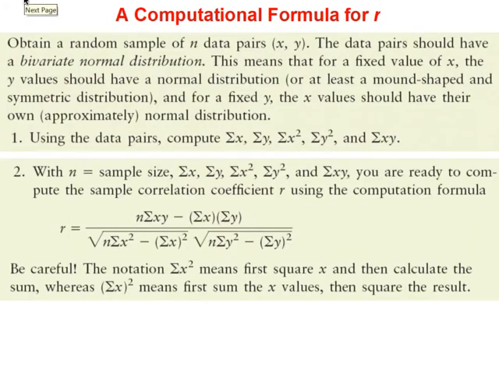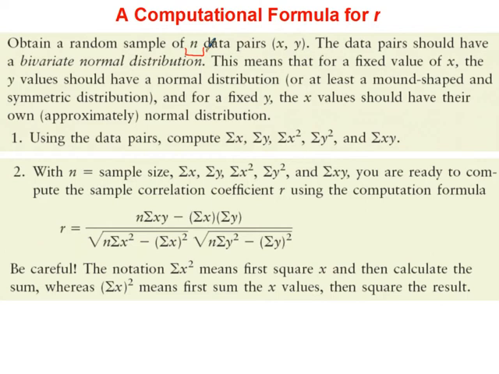Or you could use this formula. I took this right out of the book. You can obtain a random sample of n, where n is the number of ordered pairs. You've got your x values, you've got your y variables. It says that the data pair should have a bivariate normal distribution. Basically, it's saying that the x and y together follow a normal curve, and it helps us out with using z-scores, t-scores, and stuff like that later on.